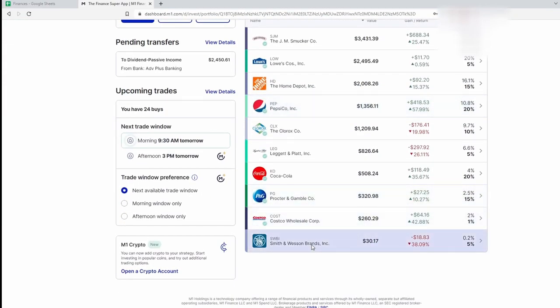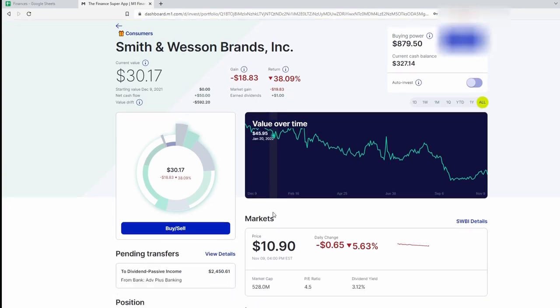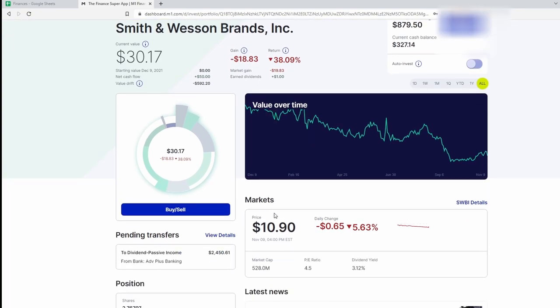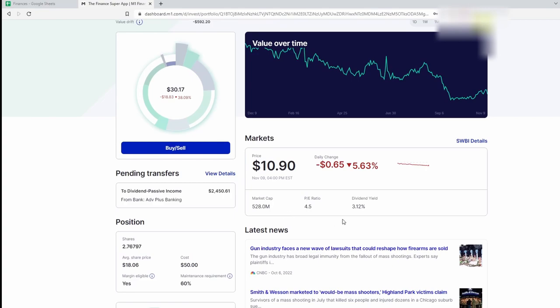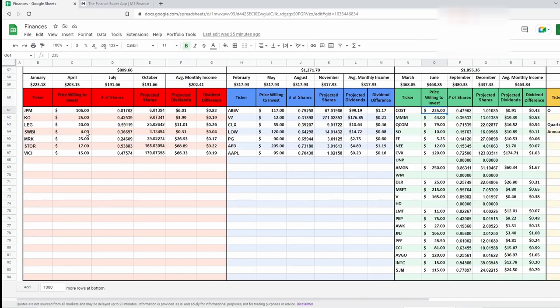And last one, we got SWBI, otherwise known as Smith and Wesson. I mainly just did this one because when I did my analysis, I'm like, they don't have a lot of debt. And they also pay out dividends. So I was just like, you know what? Sure, why not? And, you know, I like the guns. I'm a gun guy. So I figured, eh, sure, why not? So I bought this, guys, at $18. I am down now to $10.90. So yeah, that's a pretty big drop.